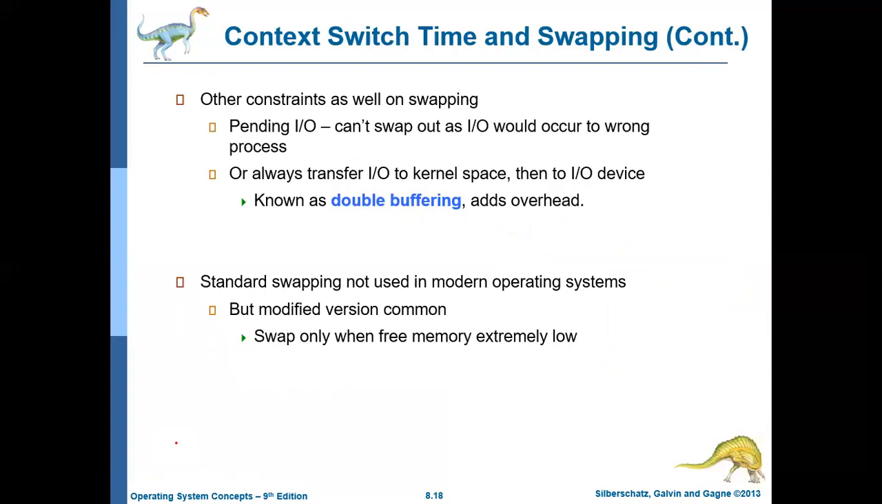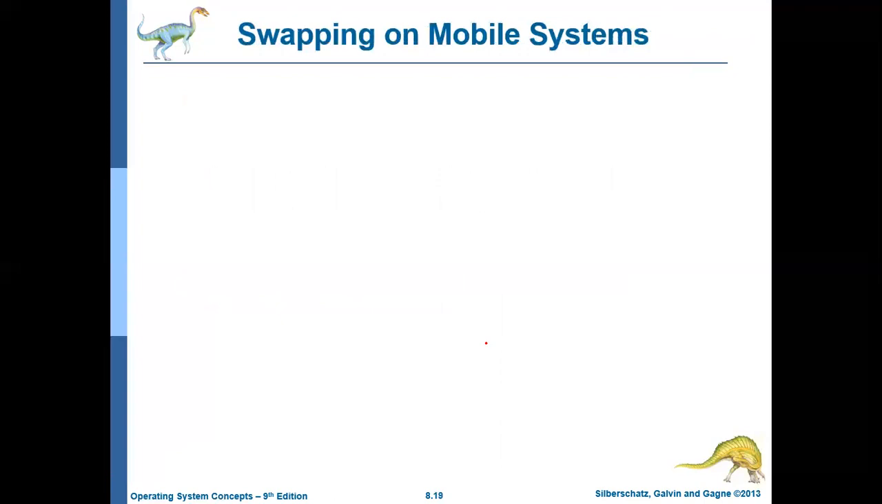Standard swapping is not normally used in modern operating systems, but modified versions were used, like whatever we have discussed in the previous slides. Most operating systems will swap only when the memory is extremely low. Okay, otherwise there is no swapping.